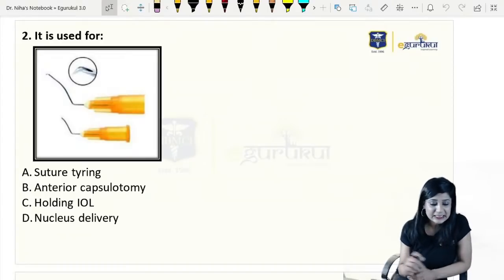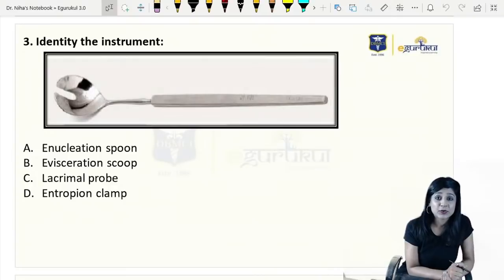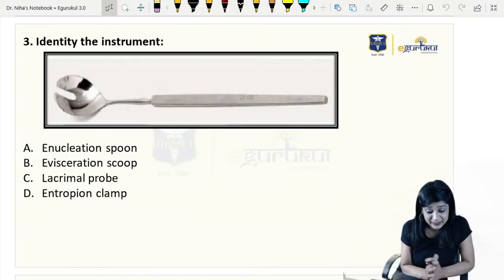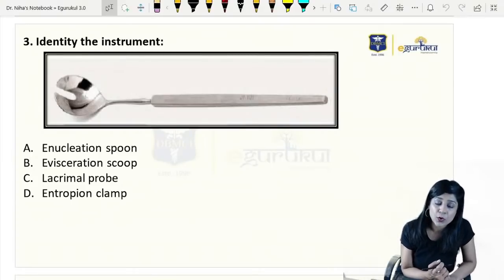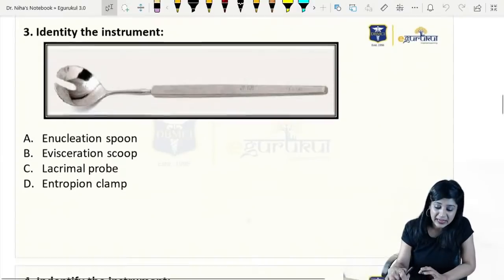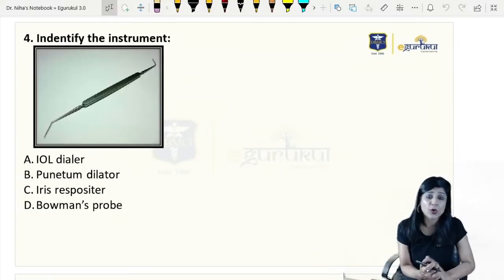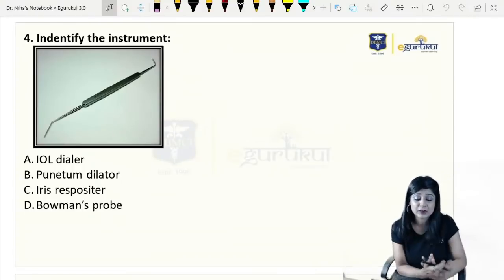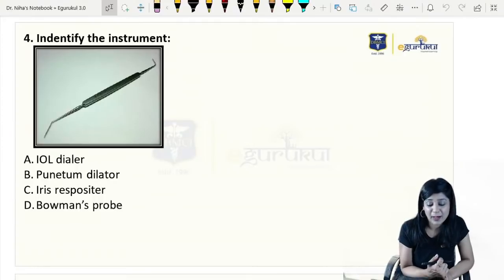So second is this instrument, and then we have something like this. They can ask you to identify the instrument. Is it an enucleation spoon, an evisceration scoop, a lacrimal probe, or an entropion clamp? Then fourth is this one. These all things look very similar. We have an IOL dialer, a punctum dilator, an iris repositor, a Bauman's probe.